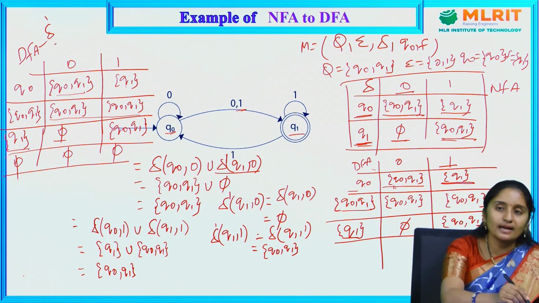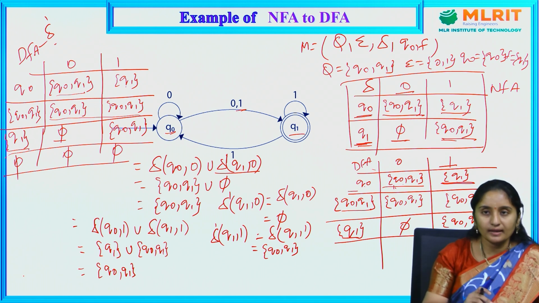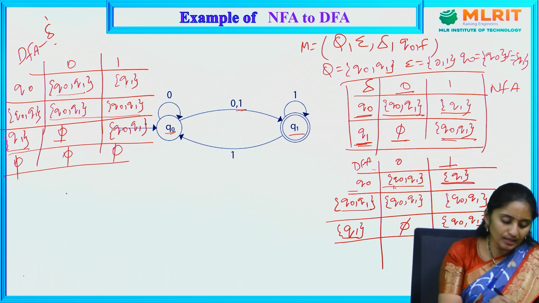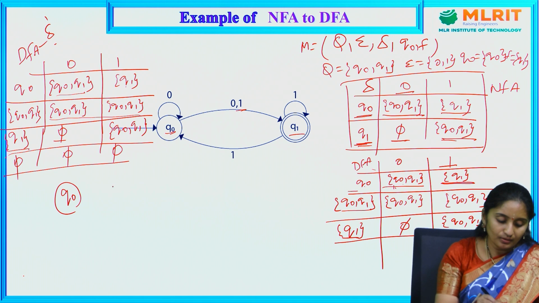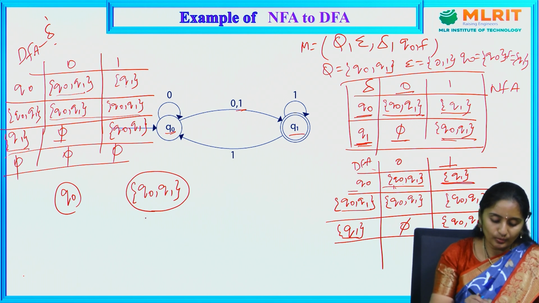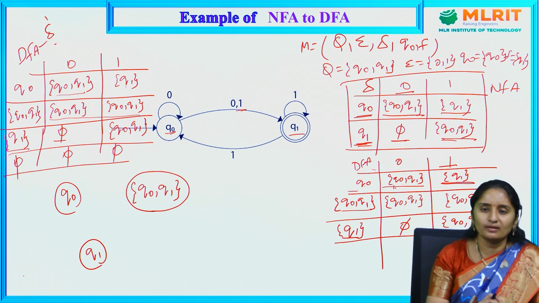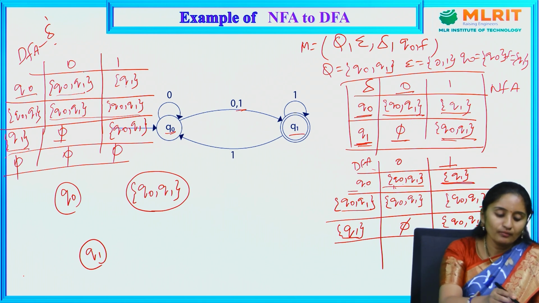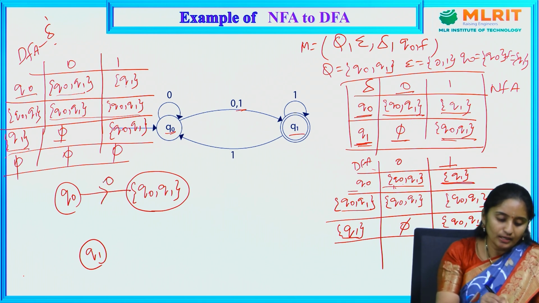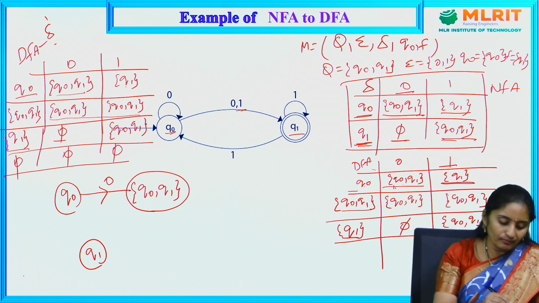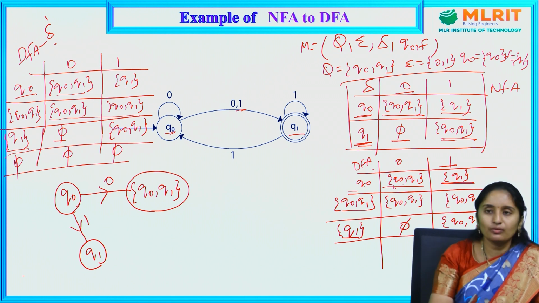By using this transition table, now we are going to construct a DFA diagram. So what are the states I have? Q0 is one state. What are the states? Q0, Q0 comma Q1, and the other one I am taking is Q1. So Q0 on 0, where is it going? It is going to Q0 comma Q1. And next Q0 on 1, where is it going? It is moving to Q1.